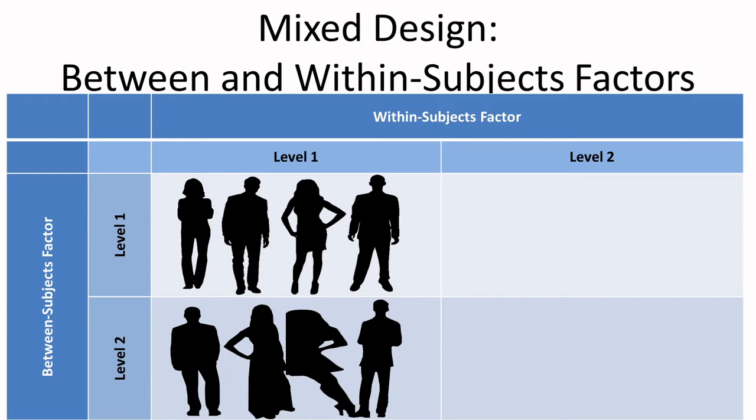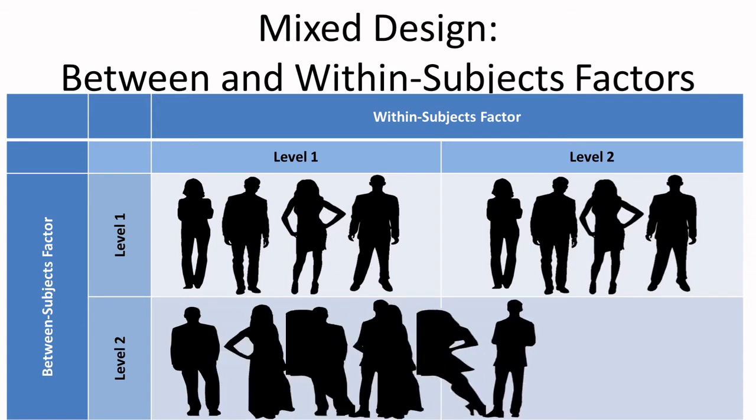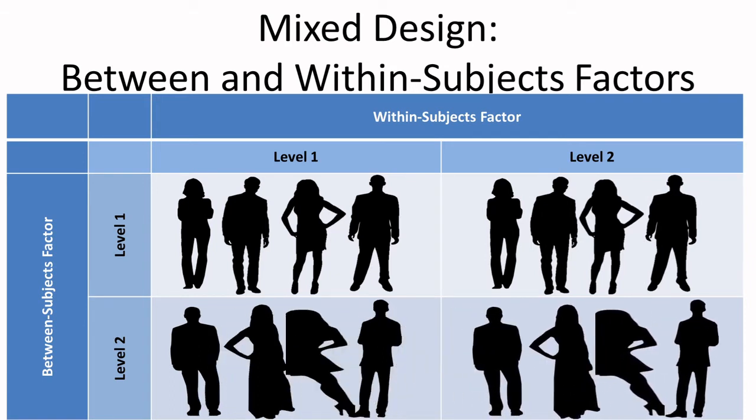But anyways, we have two different groups of people. That's our between subjects factor. So we want to compare them on level 1 of this other factor, the within. And then we also compare that group to itself. And we compare this group to itself. So we can compare the groups to themselves across the within subjects factor, and we can compare the groups to each other across the between subjects factor. It gives us the opportunity to make all these interesting kinds of comparisons.